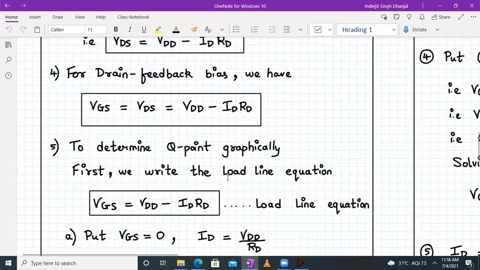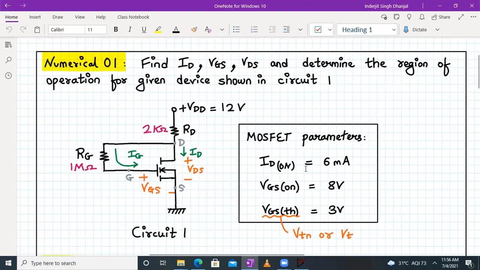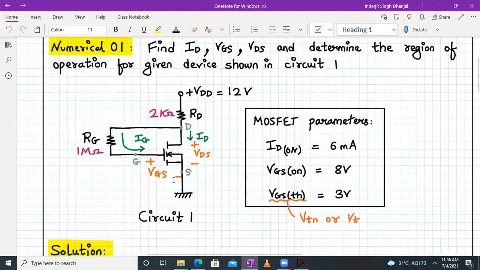Now let us solve one numerical based on the analytical method. In this numerical number 1, we have to find the current ID, voltage VGS, and the voltage VDS. Also, we need to determine the region of operation for the given device shown in the circuit. The MOSFET parameters given here are ID(on) is 6 milliamperes, VGS(on) is 8 volts, VGS(th) is 3 volts, that is, the threshold voltage is 3 volts. The values of RD and RG are given as 2 kilo ohms and 1 mega ohm. The supply voltage VDD is 12 volts.